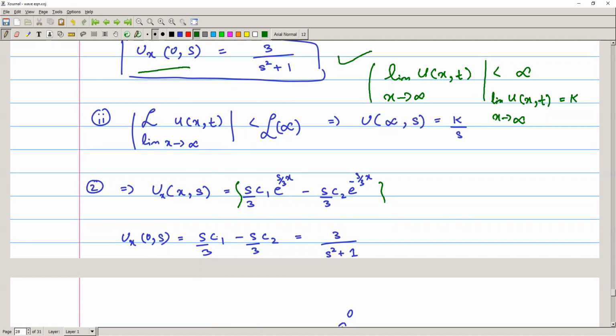So u_x(0, s) will be (s/3)c1 minus (s/3)c2 is equal to 3 over (s squared plus 1), right? So here is the equation.